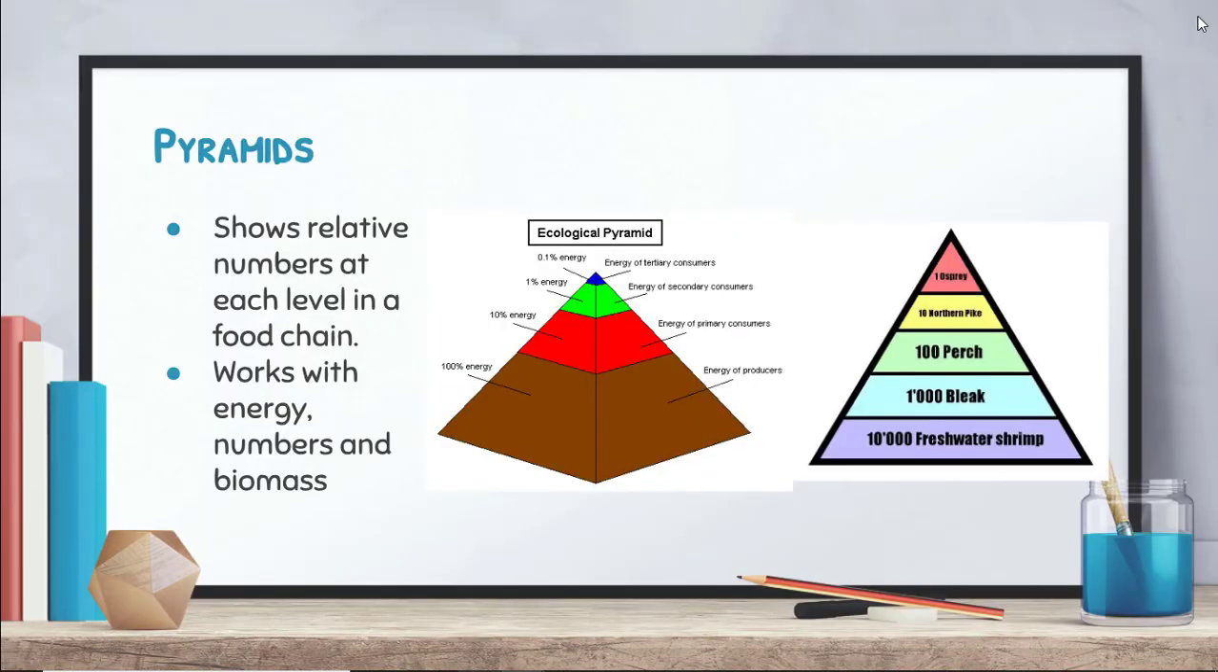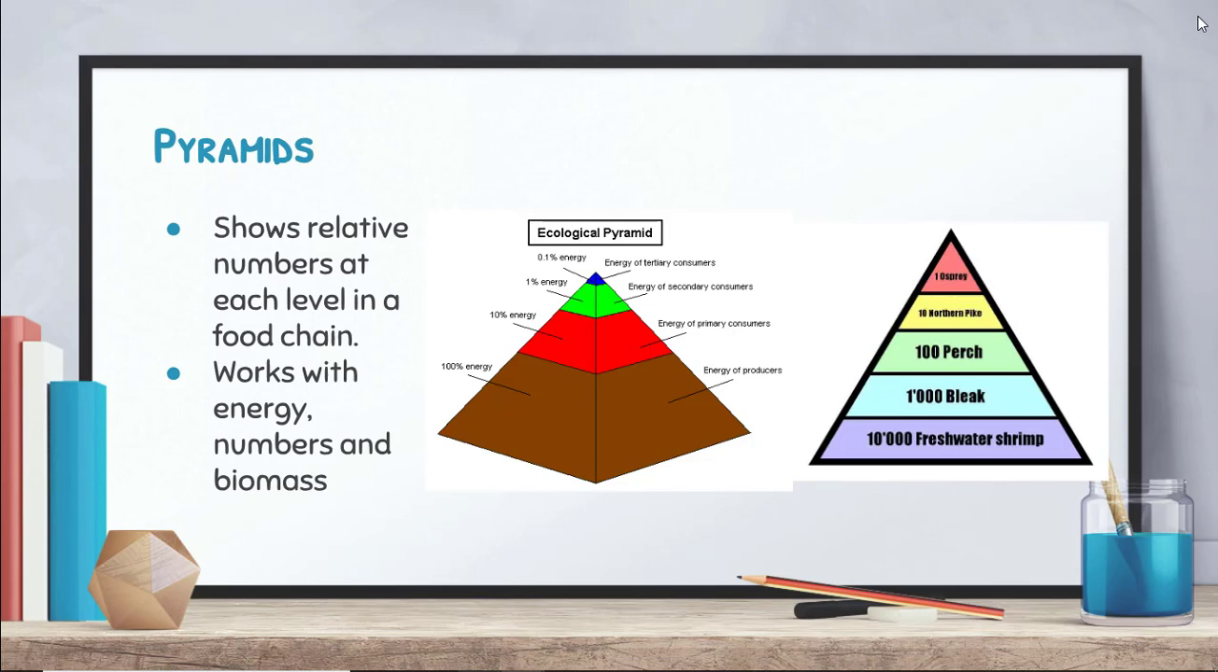Now, as we mentioned before, we've talked about how only 10% of the energy gets transferred between trophic levels. We use biological pyramids to show relative numbers at each level within a food chain. And this works with energy, numbers, and biomass. Biomass meaning the total amount of living tissue that exists at each level. Remember that only 10% gets transferred up.